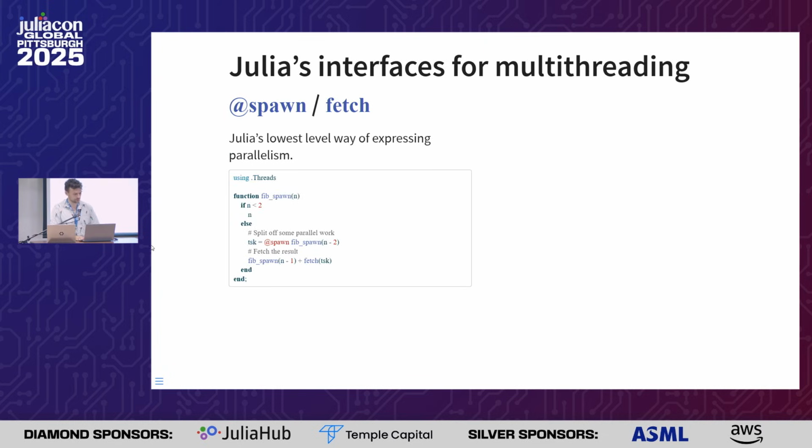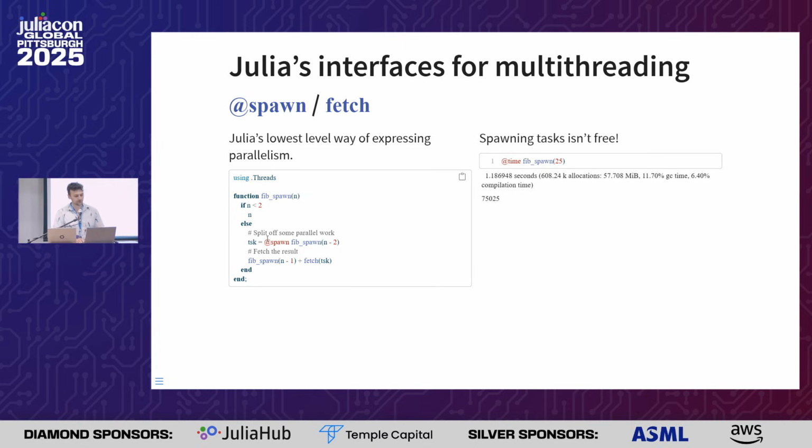Julia has these threading primitives. The lowest level one we have is spawn and fetch, at least at the user-facing level. And this lets you do all sorts of crazy things like spawn exponentially many tasks, which can be very slow if you do it irresponsibly.